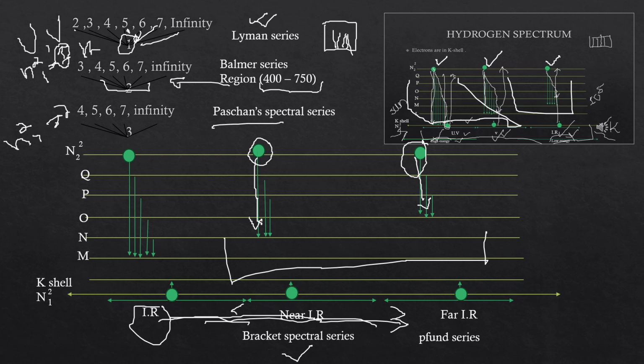So the summary is: if the shell is K or 1, we say it is a Lyman series. If the shell is 2, it is the Balmer series. If the shell is 3, we say it's the Paschen spectral series. If the shell is 4, it is the Brackett spectral series. If the shell is 5, it is the Pfund series. IR has two parts, Brackett spectral and Pfund series. And this is all about today's lecture.